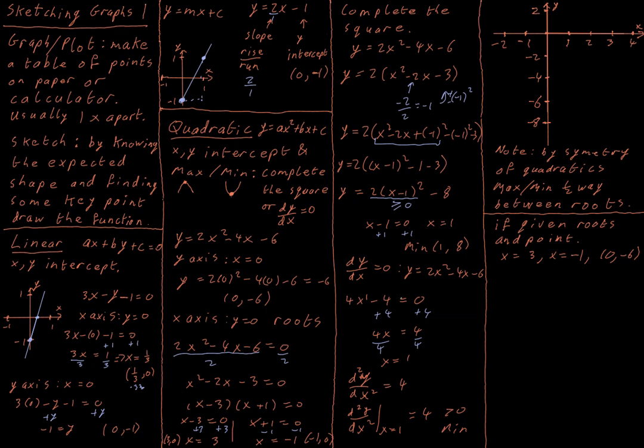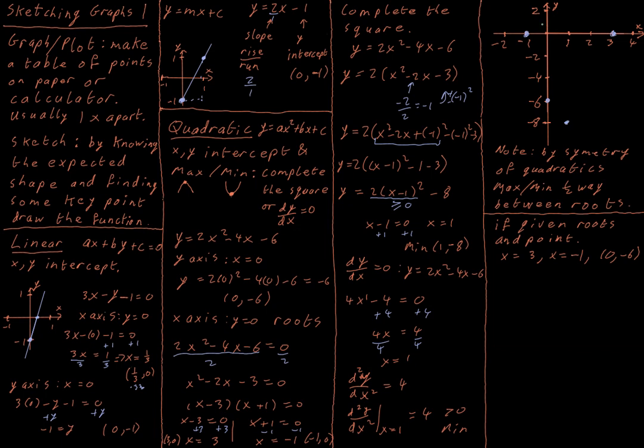Now, we have our several points for our function, and we're going to draw them in. So we have 3, 0. One of our roots, we have minus 1, 0. We had our y-intercept was at 0, minus 6. And we found that our minimum was at 1, that should be a minus, my apologies, that should be a minus 8.